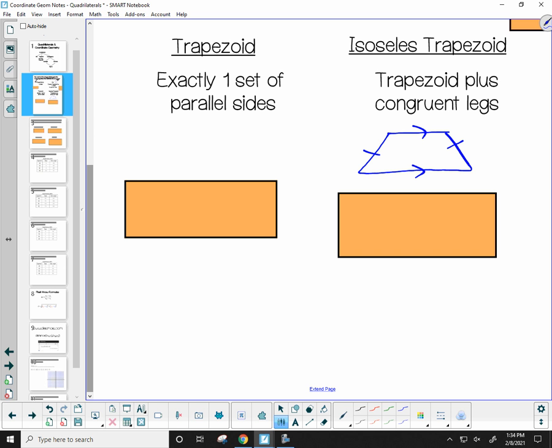Again, we're not talking about all the different properties. Those are still important. But in terms of classifying what kind of quadrilateral it is, we only need to know a few key things. We good there?